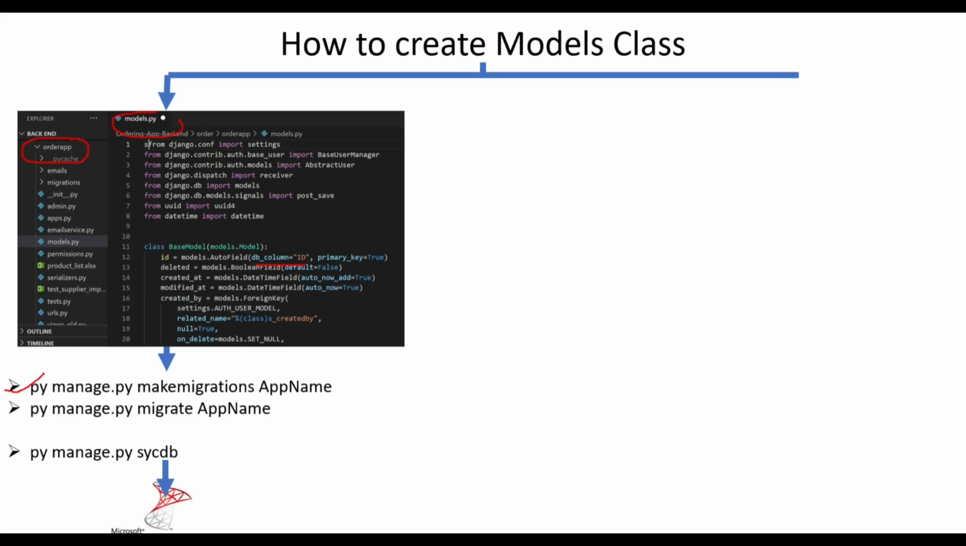First one, py manage.py makemigrations followed by application name, which is going to create .py files inside migrations folder. Then run second command, py manage.py migrate followed by application name, which is going to push generated migrations SQL data into DB, and it will create tables of that model class into DB.